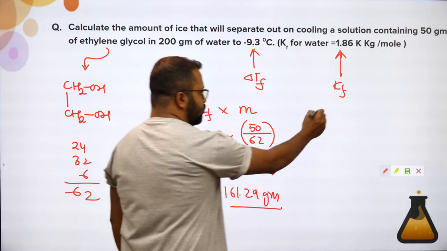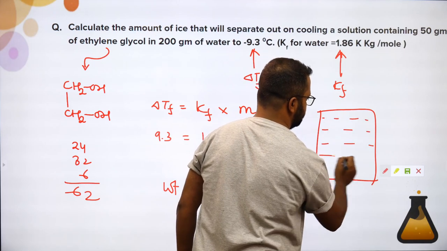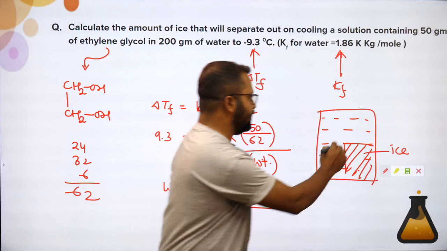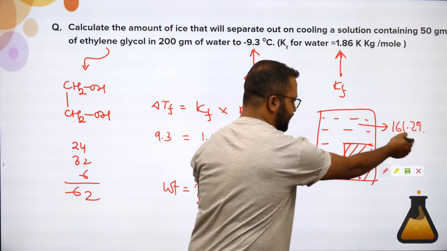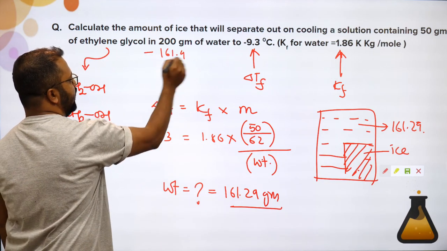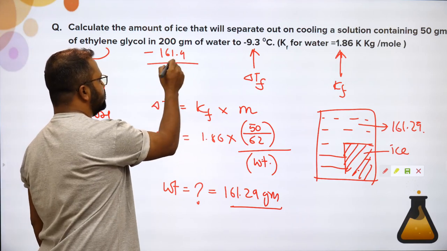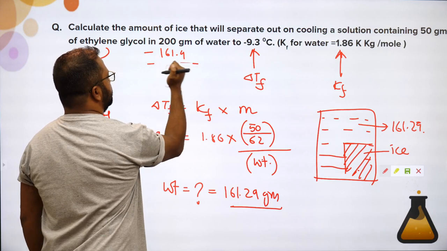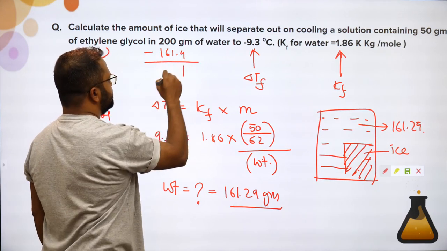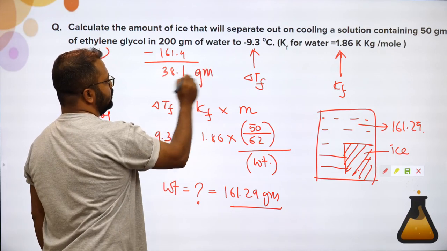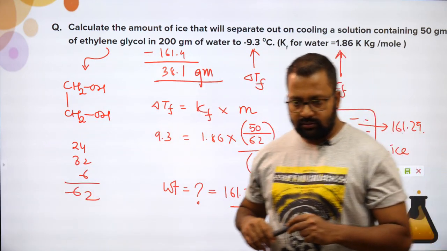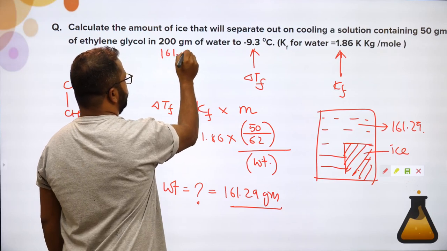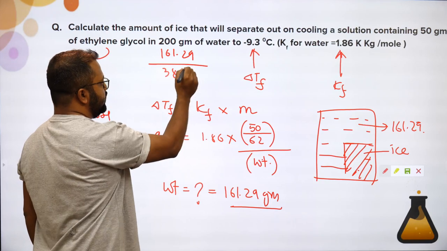161.29 grams. That means out of these 200 grams of water, some part has changed into ice, and now the molality depends only on the rest of it, which is 161.29. So how much has separated into ice? 200 minus 161.29 gives 38.71 grams of ice that will separate out.